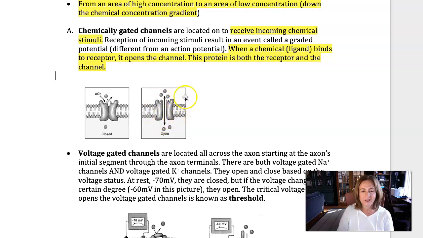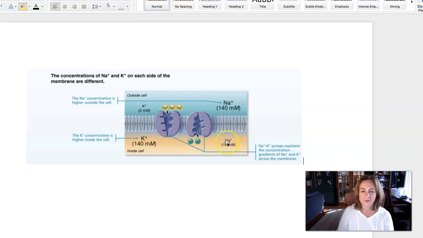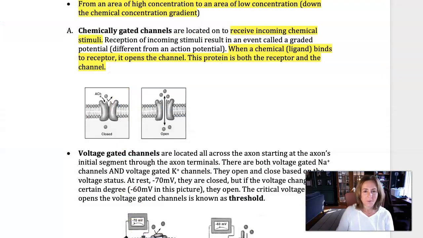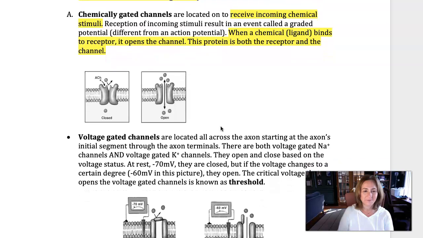If this was a sodium channel, I think sodium will diffuse into the cell, knowing the concentration gradient, right? So knowing that sodium is high outside the cell, sodium's low inside the cell. If we opened up a chemically gated channel for sodium, I think sodium's going to enter. And because sodium has a positive charge, the inside of the cell is going to become more positive. If that chemically gated channel opened a potassium channel, potassium would leave, because potassium would move from an area of high concentration into an area of low concentration. And when a positive charge leaves, I think it would become more negative inside the cell. I hope that makes sense. We'll keep talking about this.